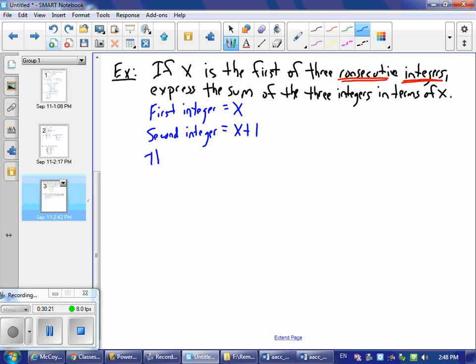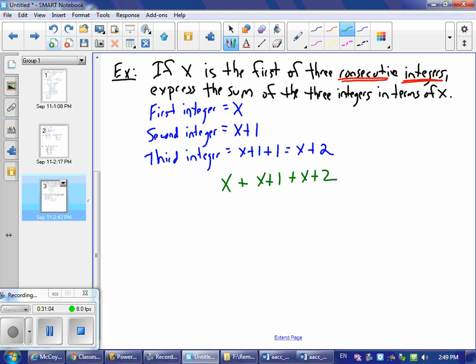Then if I want to get to my third integer, I would add 1 to the second integer, which is x plus 1 plus another 1, but that can be simplified to x plus 2, combining the two 1's in that one. So if I really wanted to come up with an expression that adds all three of them, and that's what I'm being asked to do here, it's going to be the first one plus the second one plus the third one. And that's an expression that adds them all.